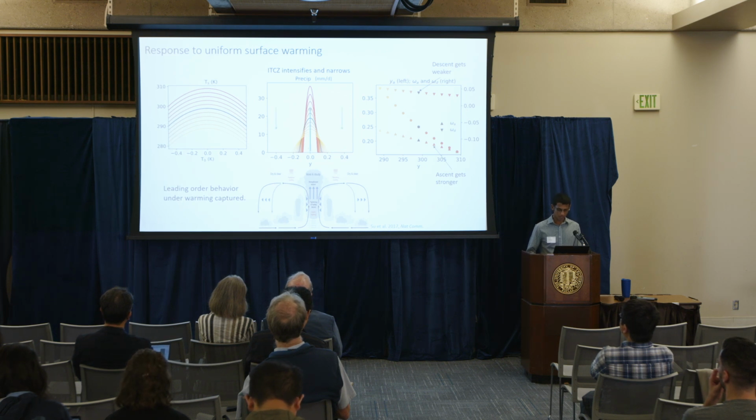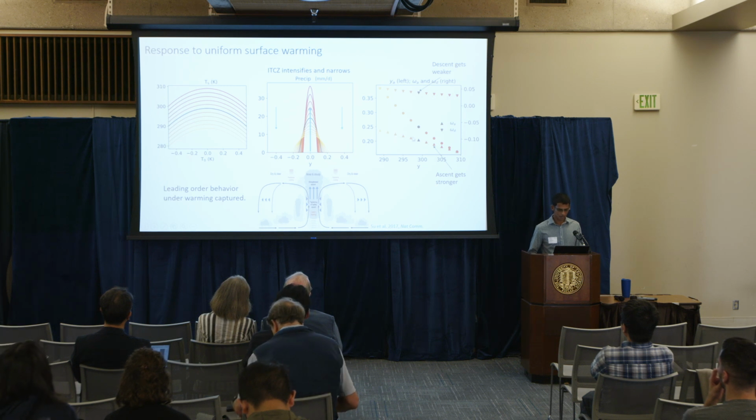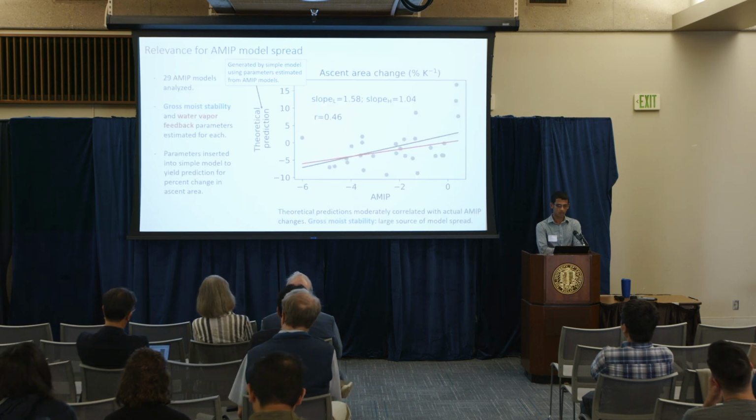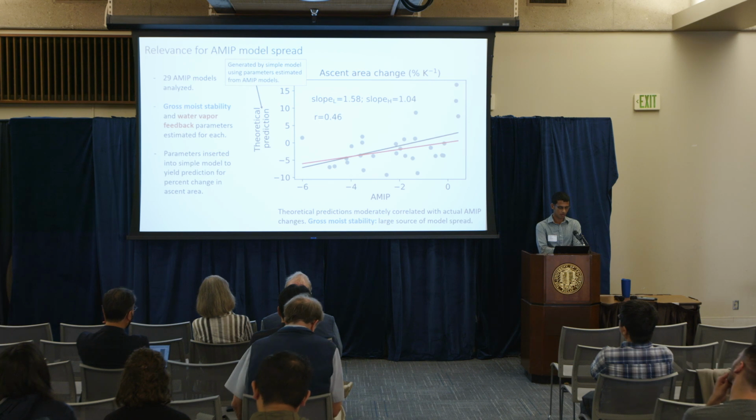And we can also solve for the strength of the ascent and the descent. So air is ascending in the precipitating zone and descending in the dry zones. And so this model predicts a weaker descent in a warmer climate and a stronger ascent in a warmer climate. So all of this is simple modeling, but we also try to ask what this model can say for more complex models.